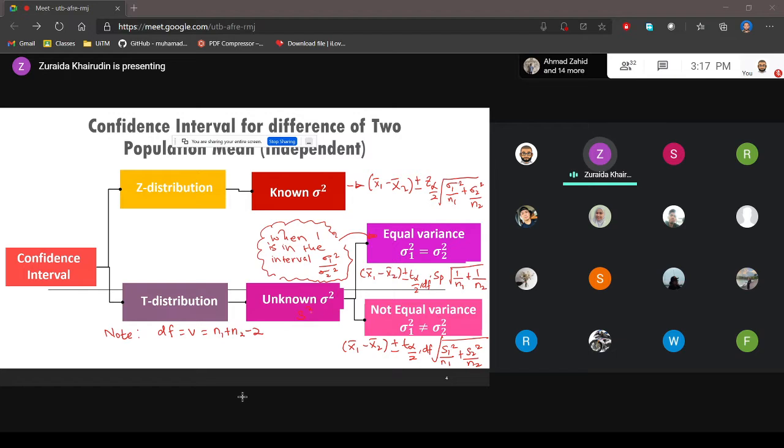You only have information on S square. So if you have unknown variance, which formula to be used, you have to choose. It's either equal variance or not equal variance. Okay, this equal variance, how do you know is it an equal variance or unequal variance? It depends on your ratio when you compute the confidence interval for the ratio of two variances.